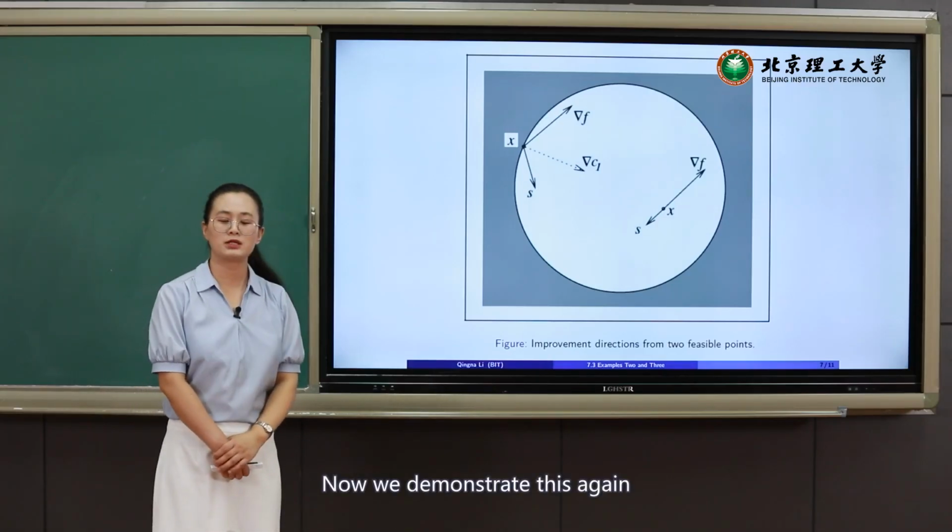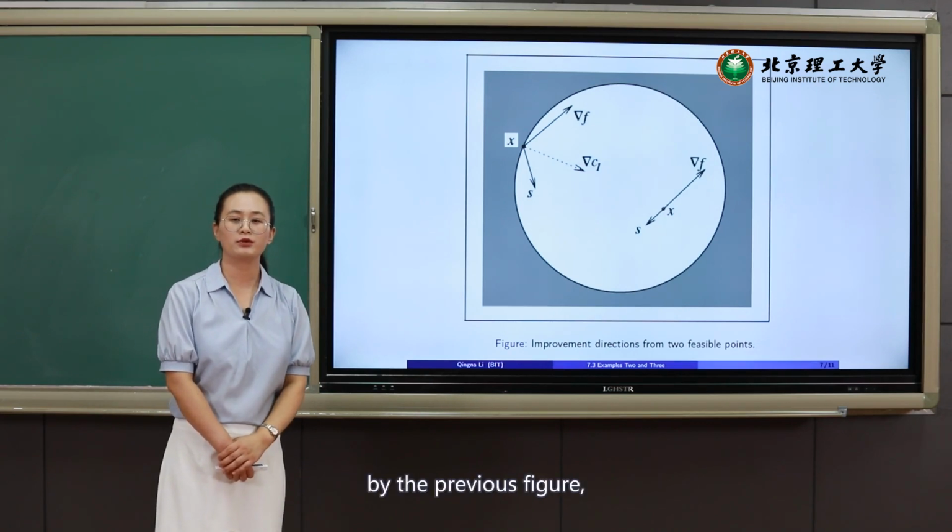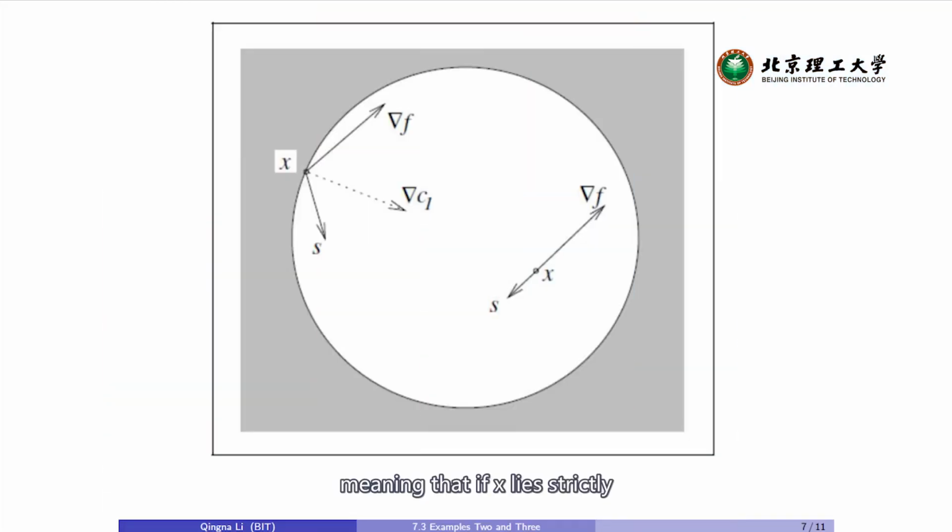Now we demonstrate this again with the previous figure, meaning that if x lies strictly inside the feasible region, we can move in any direction to keep feasibility. And if x is on the boundary, then we cannot move outside the feasible region. We can just move toward directions inside the feasible region.